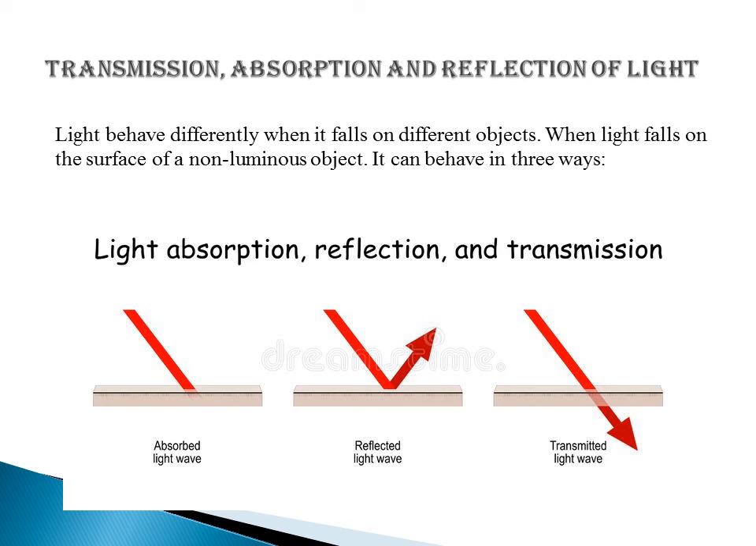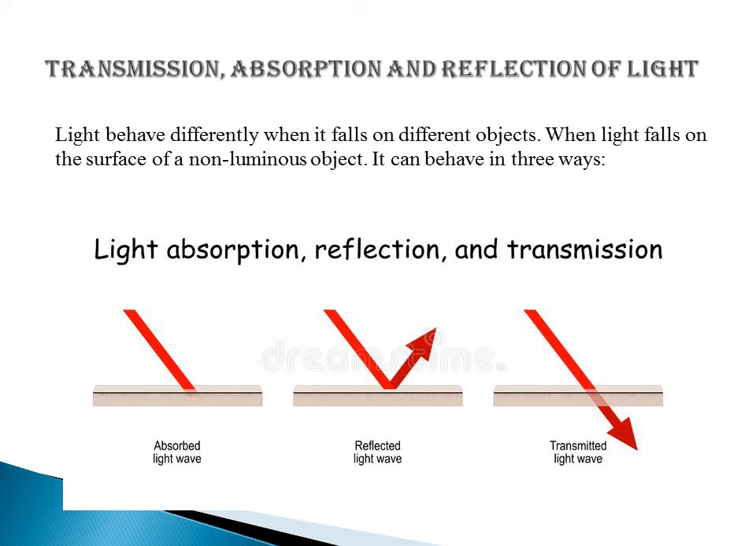When light falls on transparent objects, it is transmitted to the other side. That is why we can see across transparent objects. And the second case is when light falls on rough opaque objects. Most part of this light is absorbed and changed into heat energy. A black surface absorbs most of the light. This is the first one, absorbed light wave.